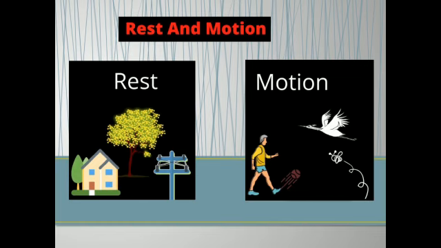For example, the running vehicles on the road and in other places are in motion because they are changing their positions with respect to their surroundings.